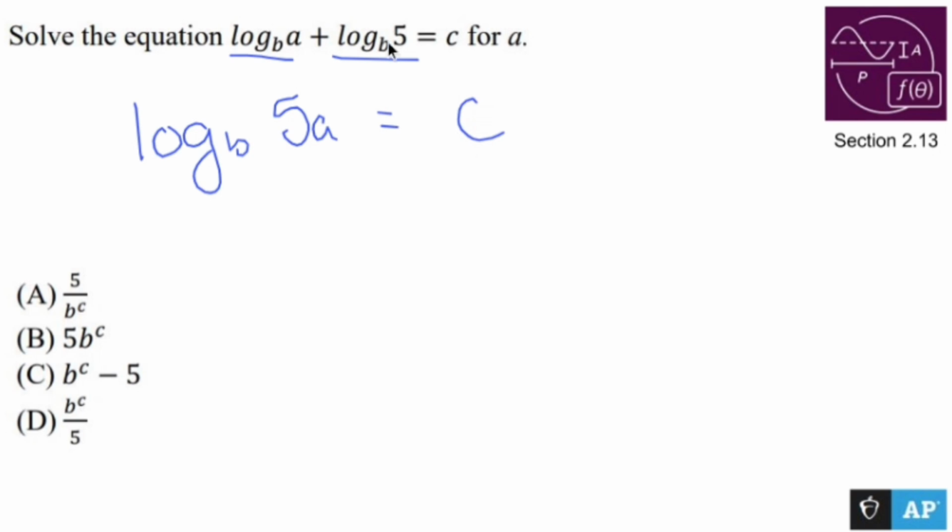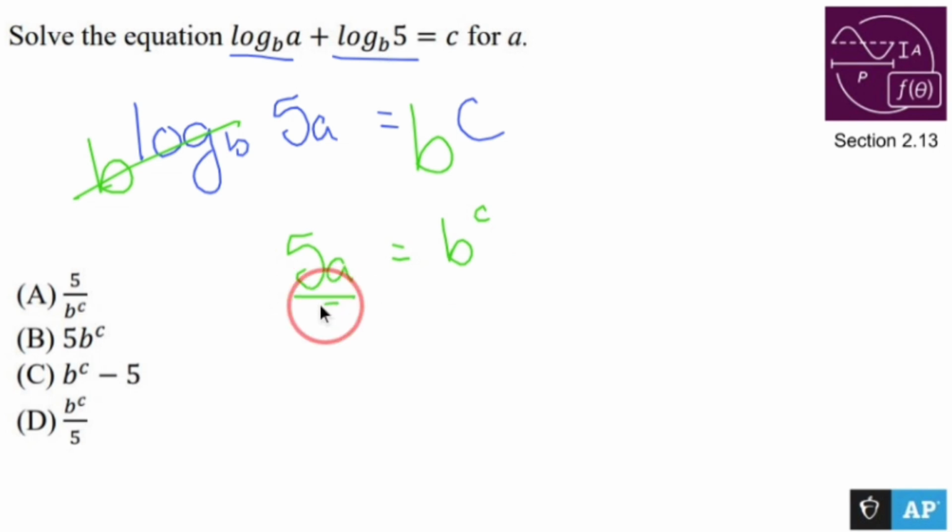Now I have to isolate the a, but the a lives inside of a log, and I need to get rid of that log. So if I have a log base b in the way, take b to the power of both sides, and that'll allow these guys to cross out. Drop down the 5a, drop down the b to the c power. I need to get a all by itself, so divide both sides by 5, and a is going to equal b to the c over 5.